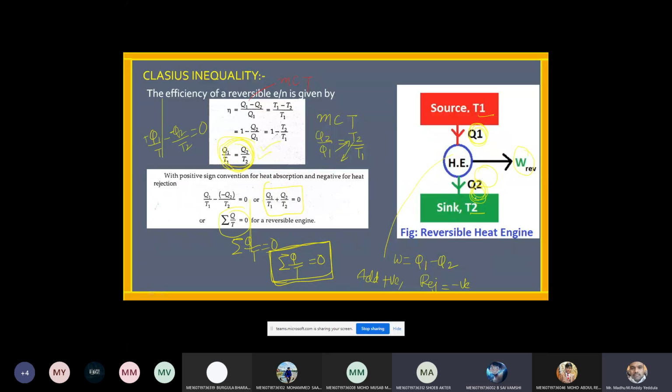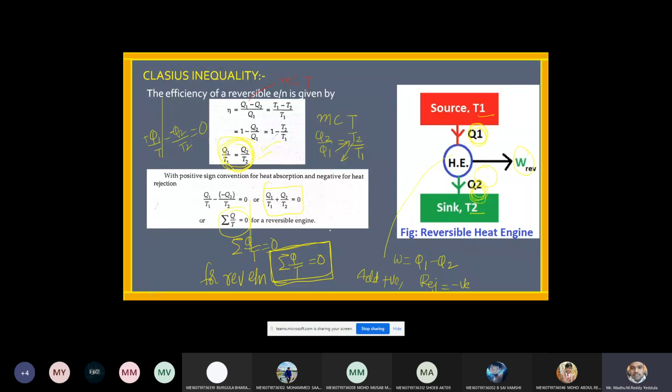This is for a reversible engine. Again, I am telling, this is for a reversible engine, which means I can use this engine either as an engine, a pump, or a refrigerator. So this is the condition for a reversible engine: for a reversible engine, the summation of Q by T equals 0.